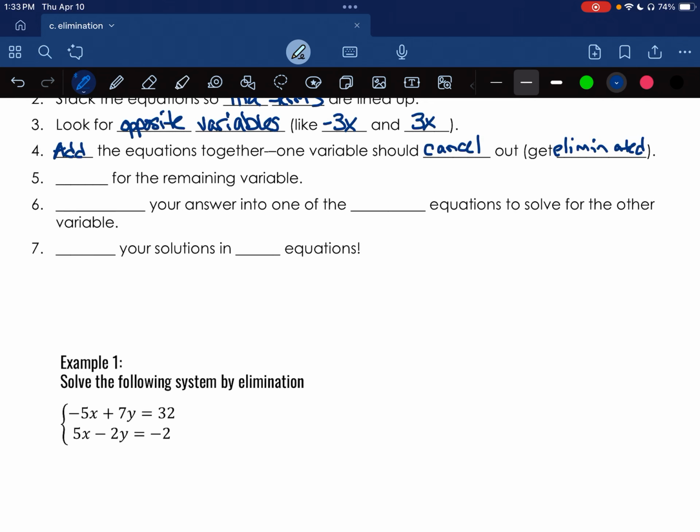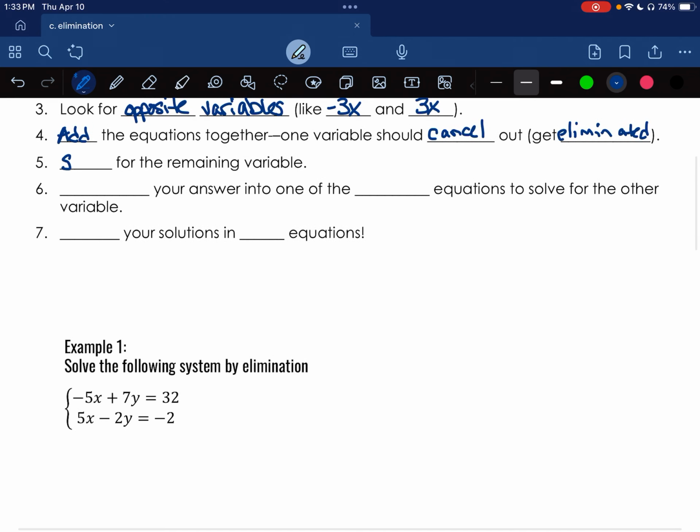All right, now we're going to solve for the remaining variable. You're going to substitute your answer into one of the original equations to solve for the other variable, and you're going to check your solution in both equations, right? Got to make sure we did everything correctly. All right, so let's get into it.